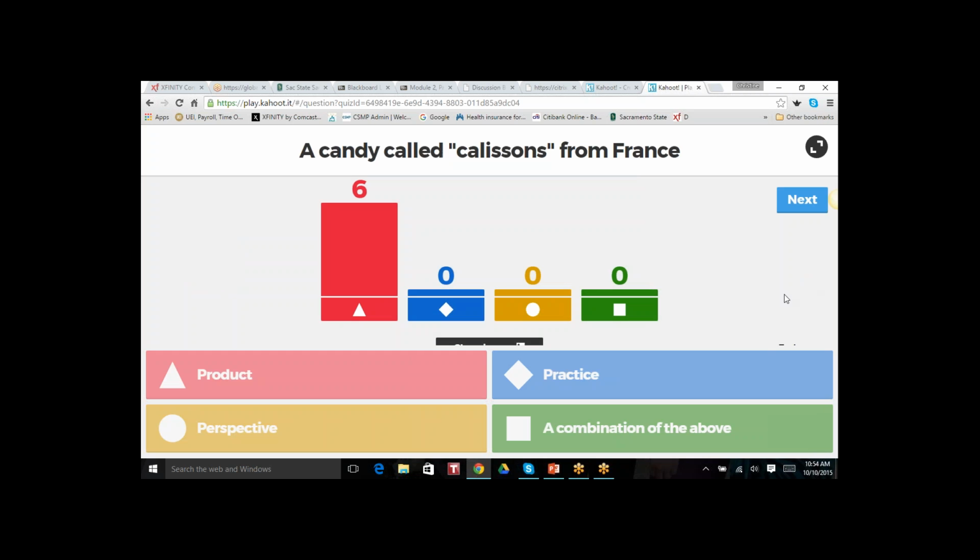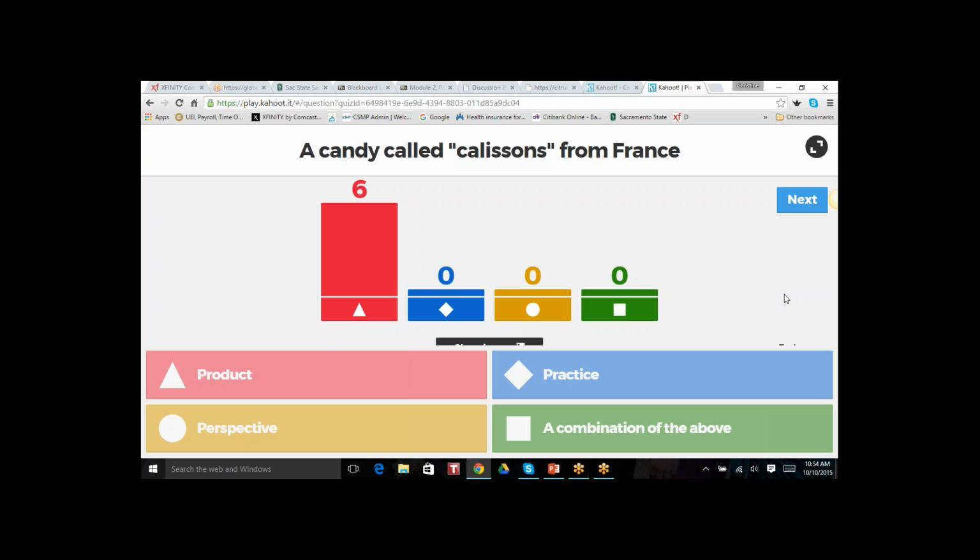So all 6 of you decided it was a product, and that is absolutely correct. It is a product. Anyone know about calisson? My French teaching friends. Yes. What do you know about calisson? I do not. Oh, okay. Calisson are, Daphne, you got something on this? Go ahead. Oh, okay. Just see if I get it right.